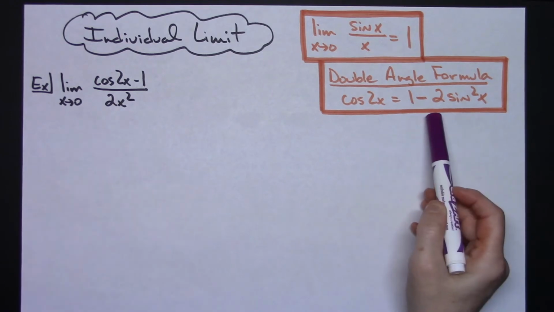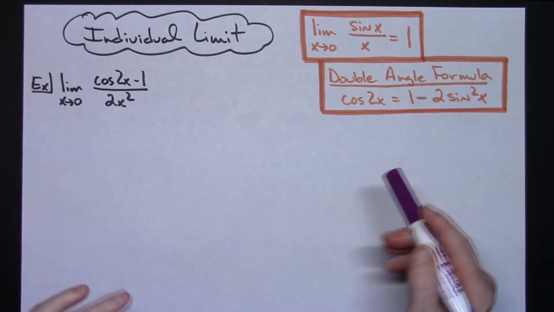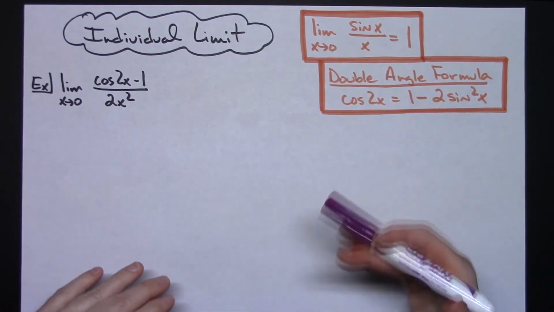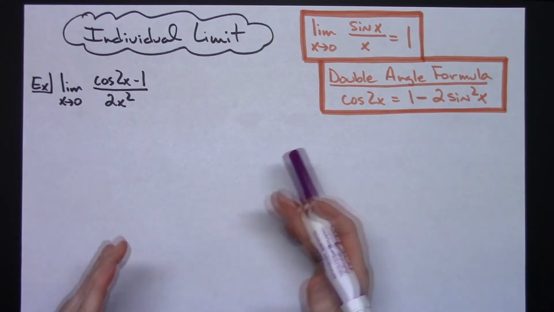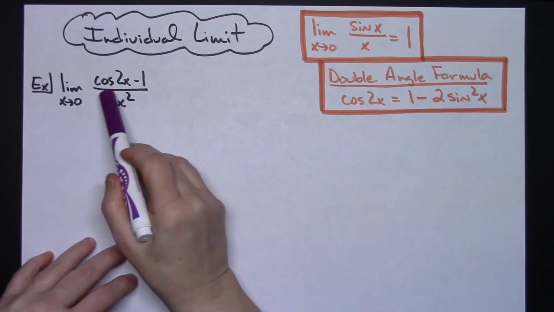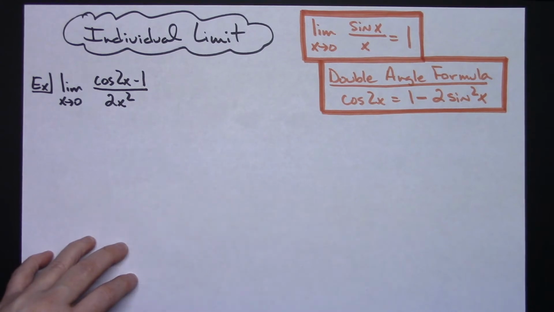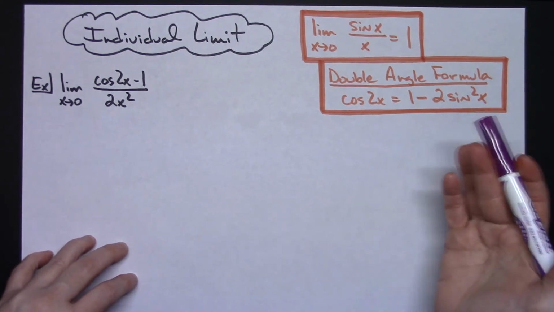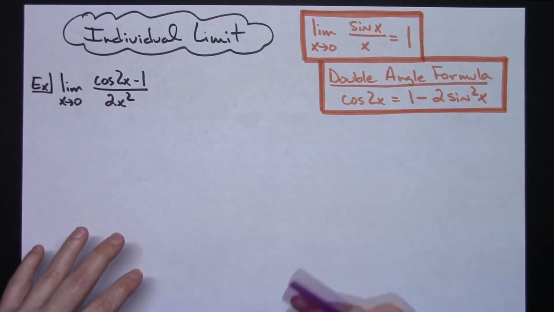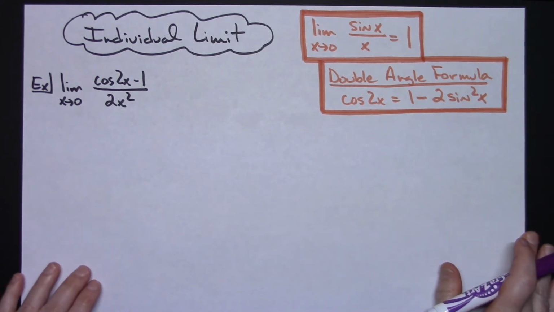Alright, that's a pretty common double angle formula, and you're going to find if you do a lot of trig limits that knowing those trig identities is really going to be helpful, so that when you see something like cosine 2x, it might be worth your while to see if there is one of those identities that can be substituted for it to make the limit a whole lot easier to do.